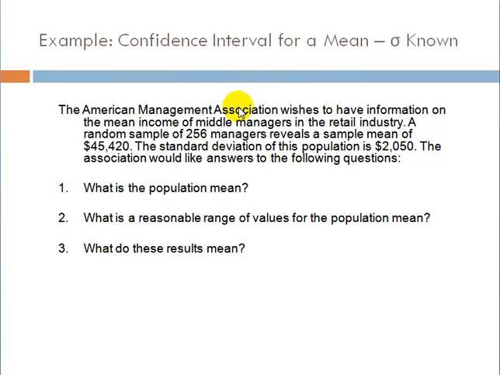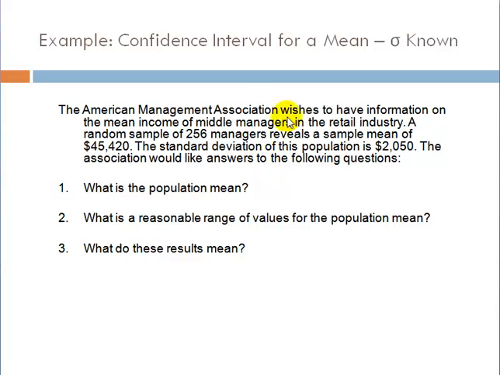The American Management Association wishes to have information on the mean income of middle managers in the retail industry. A random sample of 256 managers reveals a sample mean of 45,420. The standard deviation of this population is 2050. The association would like answers to the following questions. First, what is the population mean? Second, what is the reasonable range of values for the population mean? Third, what do these results mean?